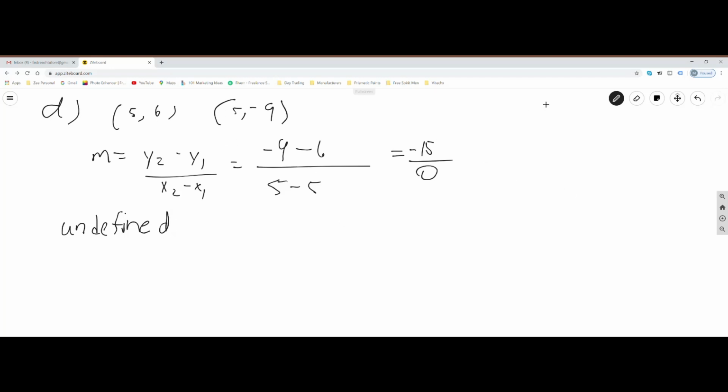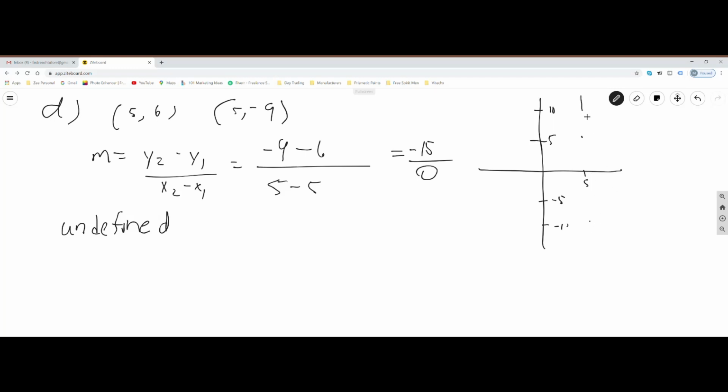So if you look at these 2 points, they would be like this. Let's say, for instance, this is 5 and this is -5, -10. And let's say this is 5, and this is +10. So the first point, 5 and 6, would be somewhere here. And the other point would be 5 and -9, which would be somewhere here.